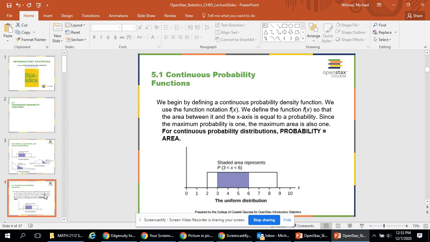So here is an example of a continuous probability density function, and we use the f of x notation. And notice the probability here. The maximum probability is 1, so the area of this whole rectangle will be 1. And we're going to calculate the area inside of a shaded region. That's going to be called our probability area.